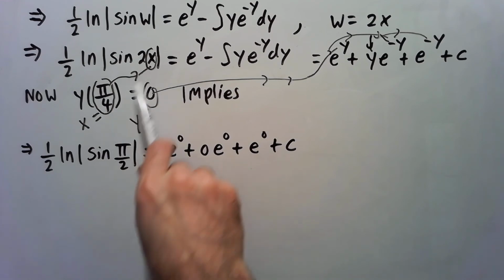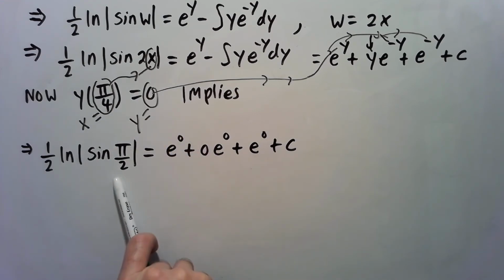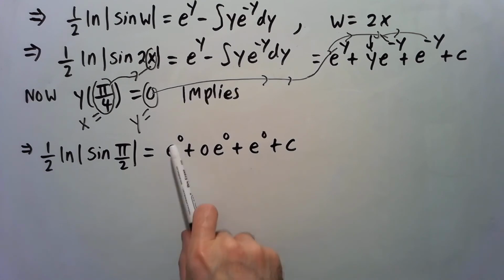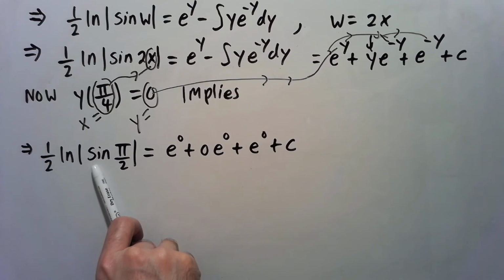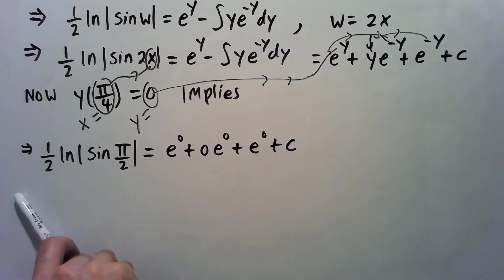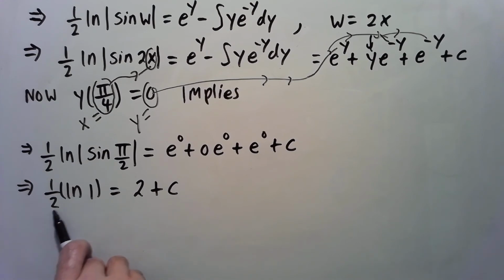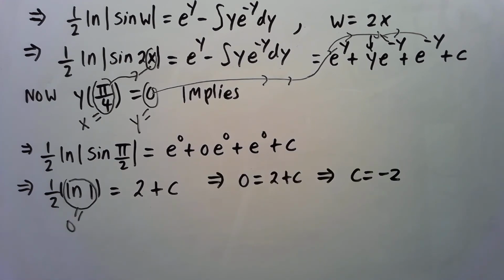Okay, so again, I put pi over 4 in place of x here, so it's going to be sine of pi over 2. Then 0 in place of all the y's over here, so it'll be e to the 0, 0, e to the 0 plus e to the 0 plus c. Now sine of pi over 2 is 1, and e to the 0 is 1. So let me rewrite what we have here. So we get then 1 half ln of 1 equals 2 plus c. Now the ln of 1 is 0, so you have 0 equals 2 plus c, so c is minus 2.